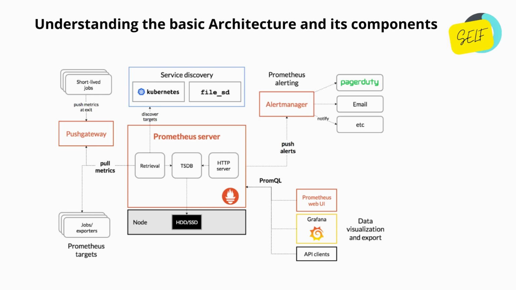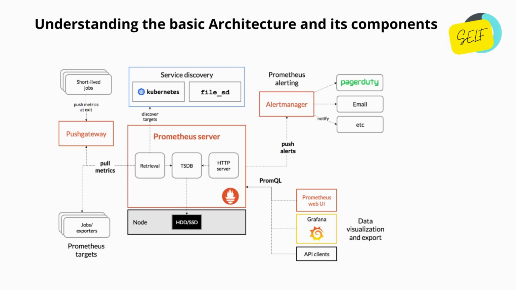TSDB is the storage of the Prometheus server, that is, the time series DB. It is the default storage which comes with the Prometheus server. And the next is the HTTP server, which is used by the web UI to expose the UI to the public. Below that you can see the node or SSD. That means your Prometheus server by default stores its metric data in the local file system in the form of files. We'll learn about this storage in depth in the succeeding lectures.